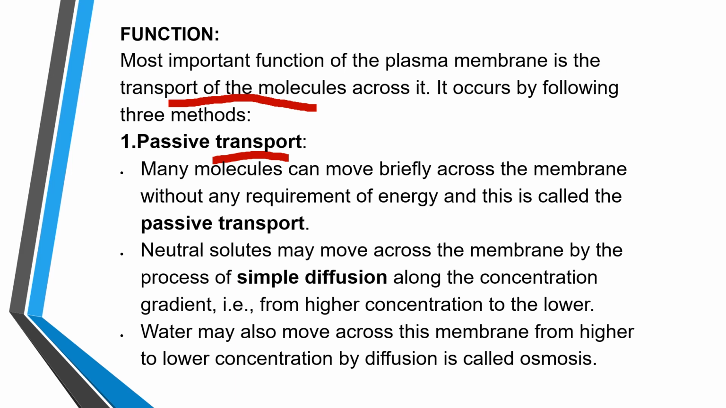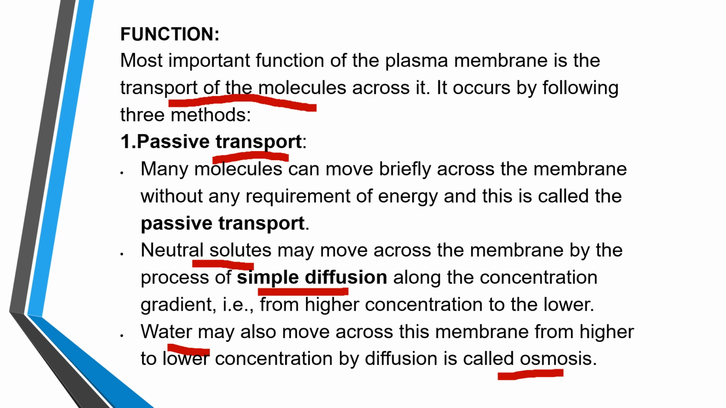If these molecules are solutes, then the process used under passive transport is simple diffusion. And if the molecules are of water, then that is also diffusion, but because here the water is crossing a semi-permeable membrane, it is specially called osmosis. So what is passive transport? Here the molecules move from higher to lower concentration along the concentration gradient. Neutral solutes move through simple diffusion, whereas if water is crossing a semi-permeable membrane, then this diffusion is called osmosis.